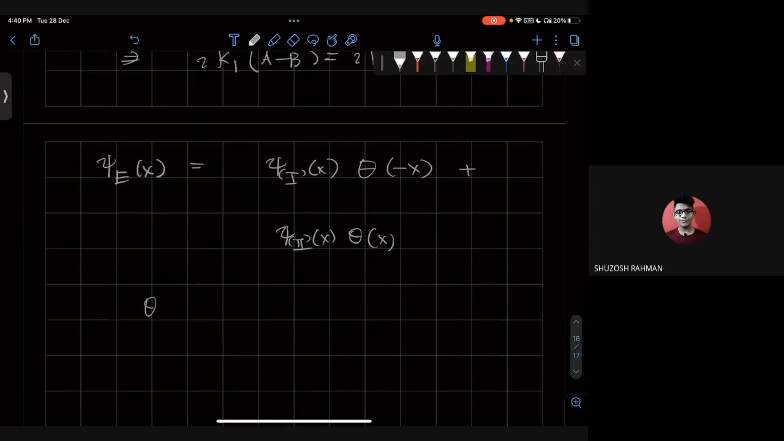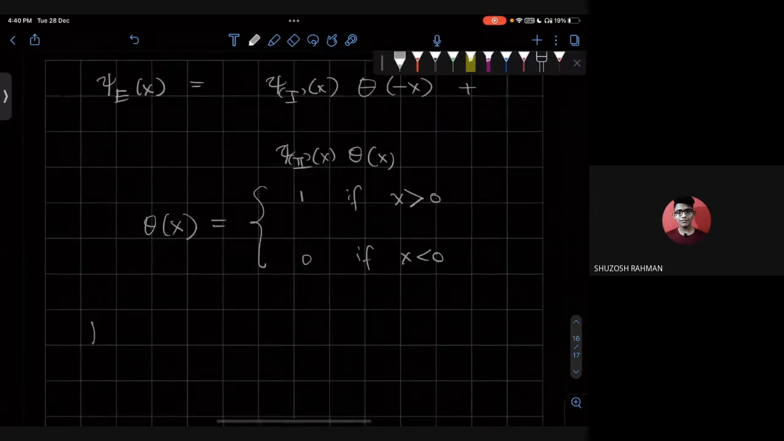So what is theta of x? Theta of x is defined to be 1 if x is greater than 0, 0 if x is less than 0. It's one of those distributions, and this is known as the Heaviside step function.